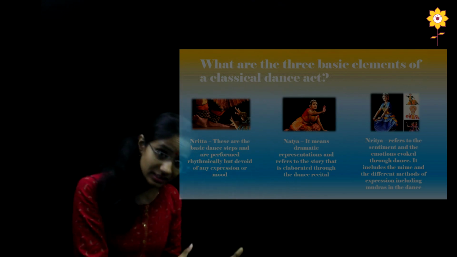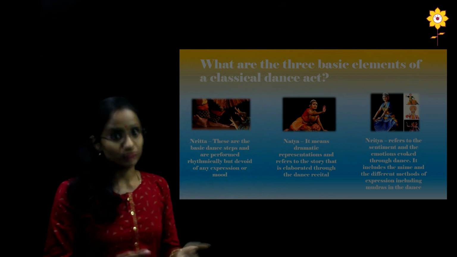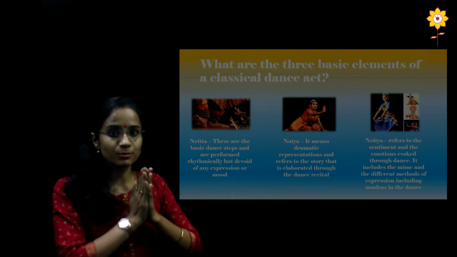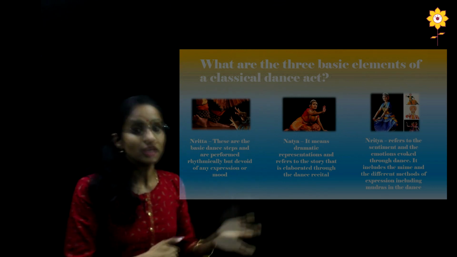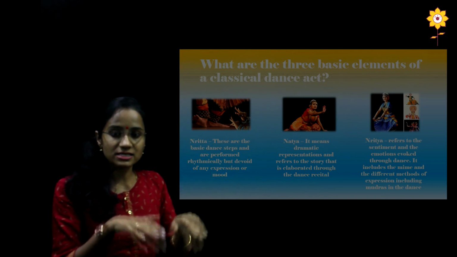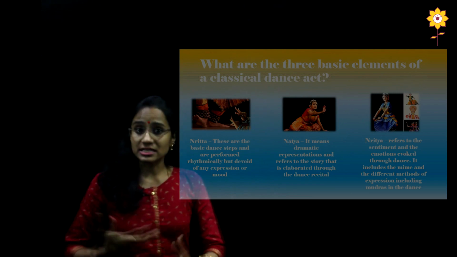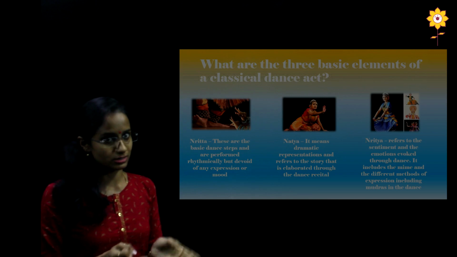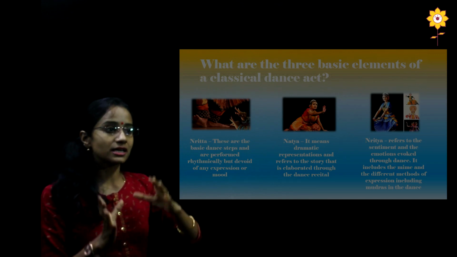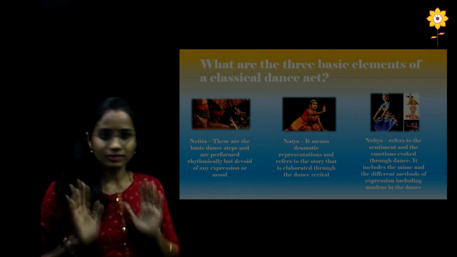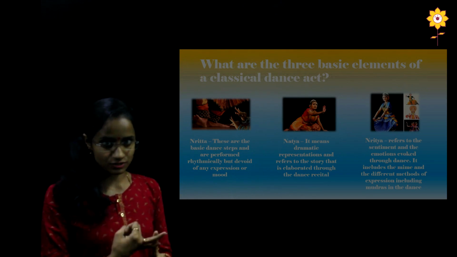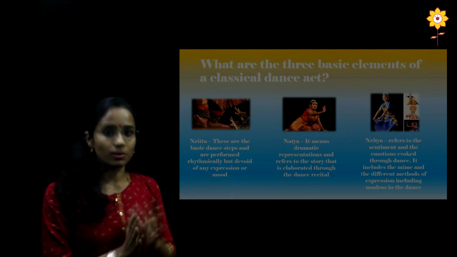Then we have Nritya, which is a combination of both. We have Natya also and Nritta also. When these two aspects are put together, it is called Nritya. So here it is a balance, we say. We have importance given to the foot movements and hand gestures also. With that, the expressions are also taken into consideration. So these are the three basic elements of classical dances: Nritta, the pure form of dance, Natya, which is drama, and Nritya, which is a combination of both.